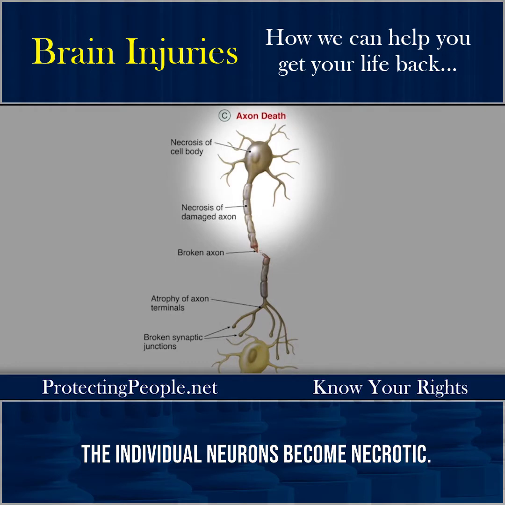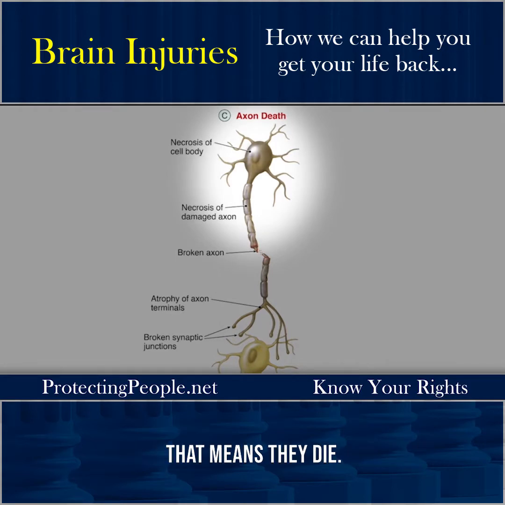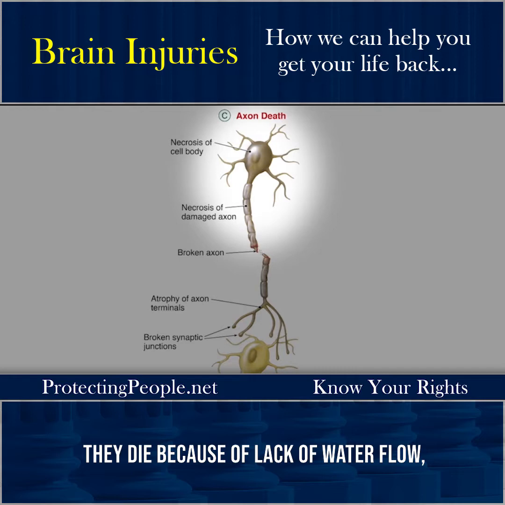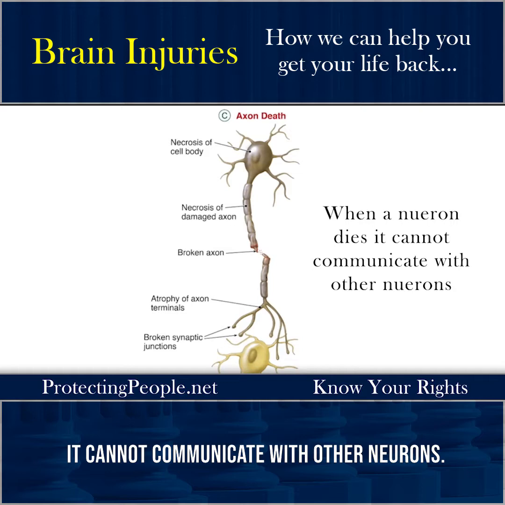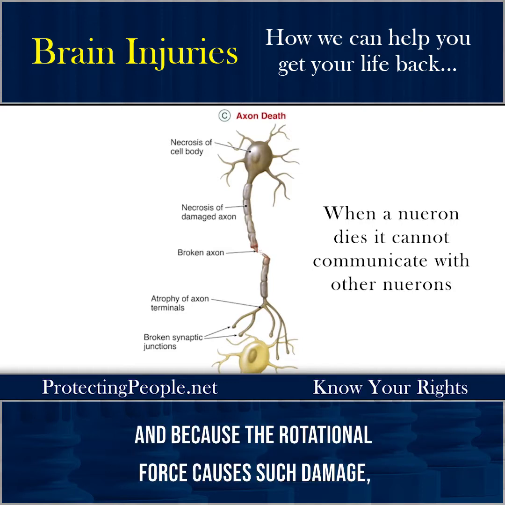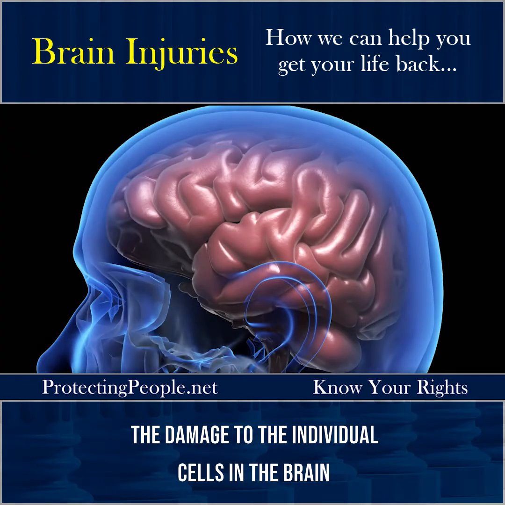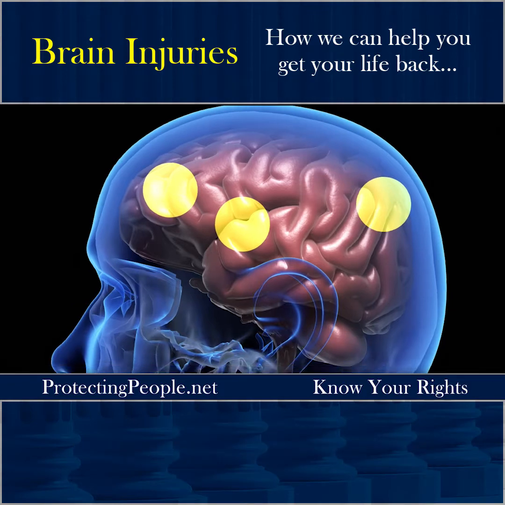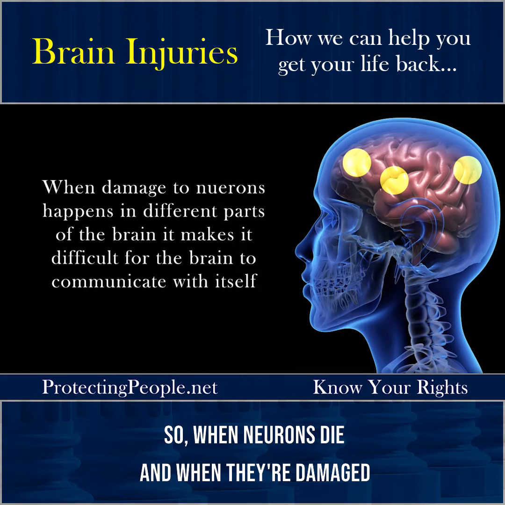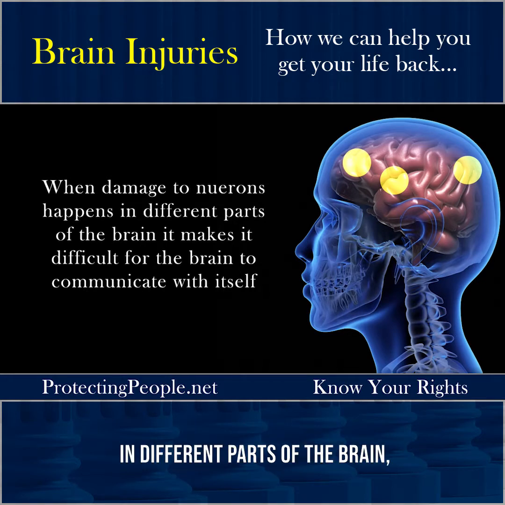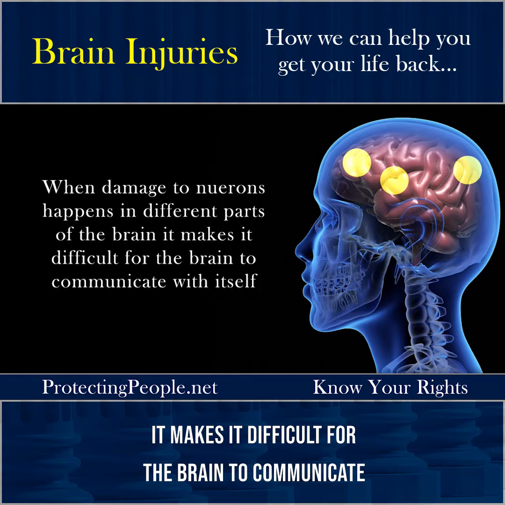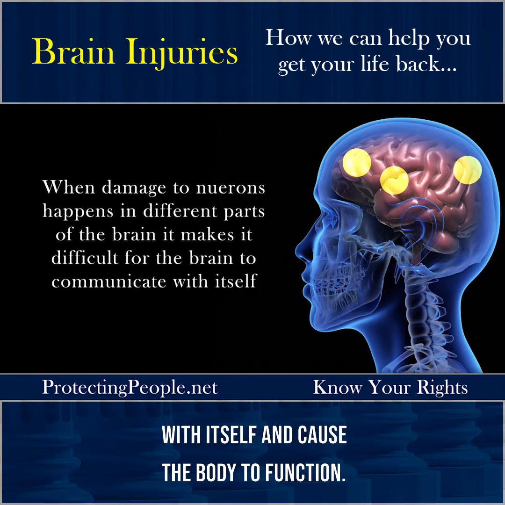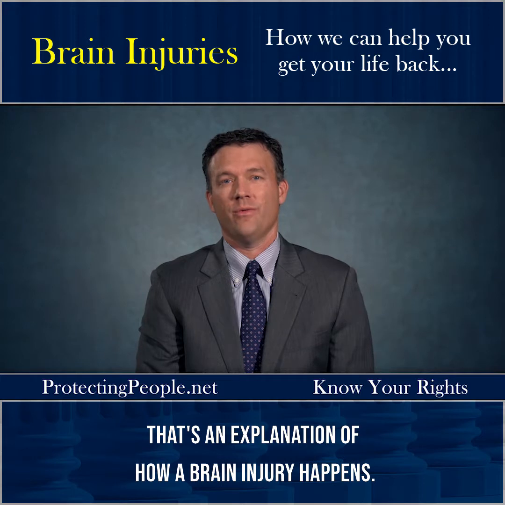The individual neurons become necrotic. That means they die. They die because of lack of water flow, blood flow, and oxygen flow. And so when that neuron dies, it cannot communicate with other neurons. And because the rotational force causes such damage, the damage to the individual cells in the brain can happen in multiple parts of the brain. So when neurons die and when they're damaged in different parts of the brain, it makes it difficult for the brain to communicate with itself and cause the body to function. That's an explanation of how a brain injury happens.